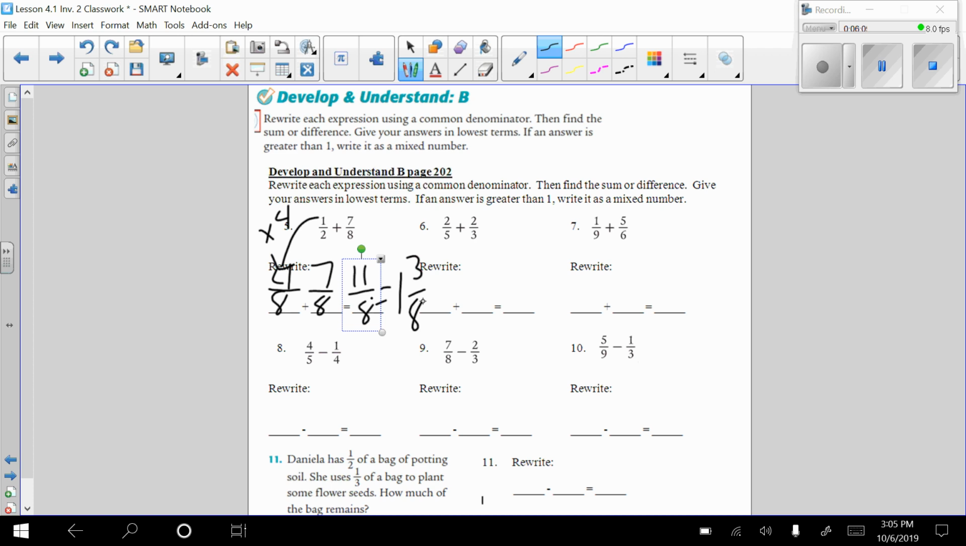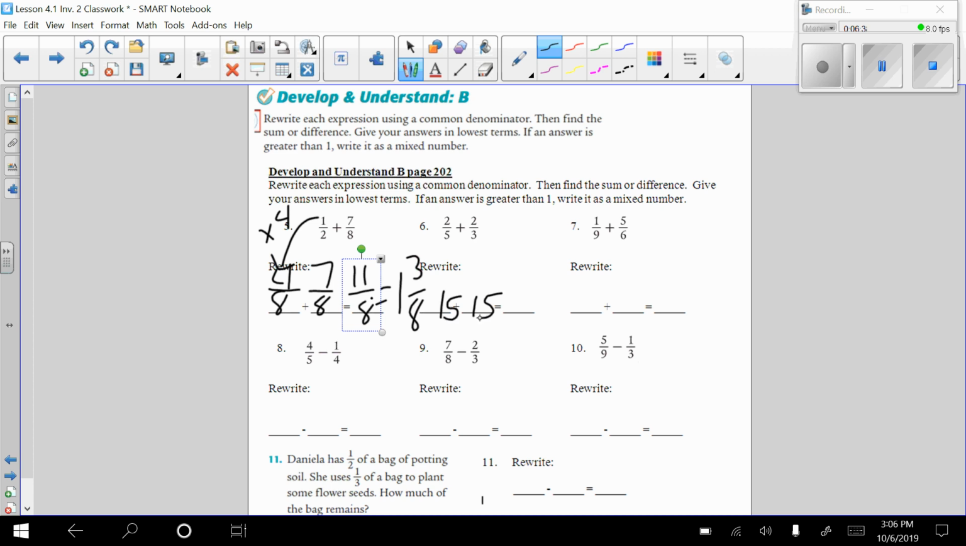Let's look at number 6. 2/5 plus 2/3. Again, I need a common denominator. If I can't see it, it's my LCM. Otherwise, remember, you can always just multiply the denominators together to get a common denominator. You may just need to simplify a little bit more. So let's see what my common denominator can be. Well, 5 times 3 is 15, so I think that's going to be my best bet. So I'm going to have a common denominator of 15.